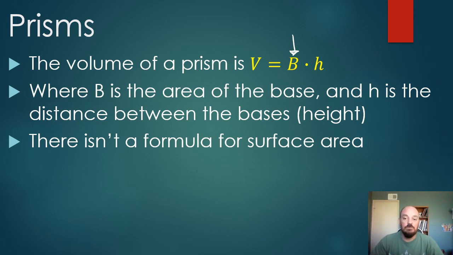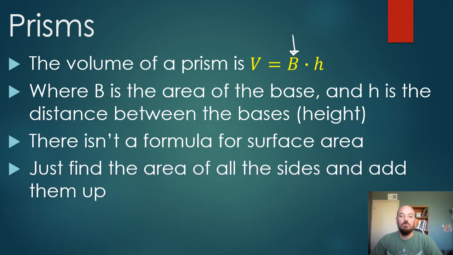Now, we don't have a formula for surface area, not a specific one anyways. What we're going to do is we're just going to imagine taking this shape and flattening it out, finding the area of each side separately, and just add it all up. So kind of like perimeter was just add all the sides up, this is add all the areas up.